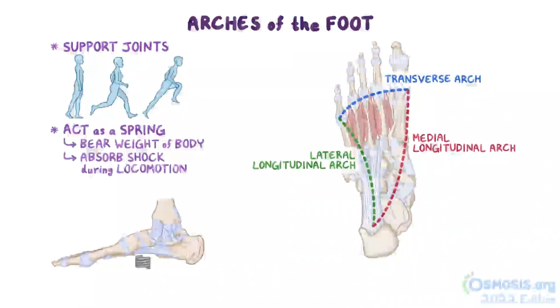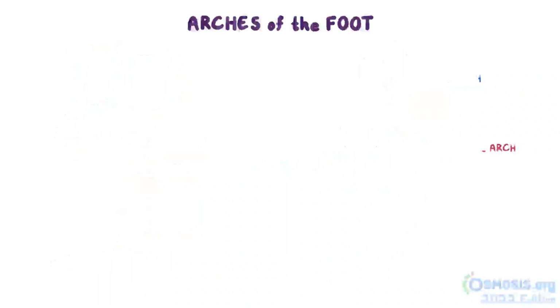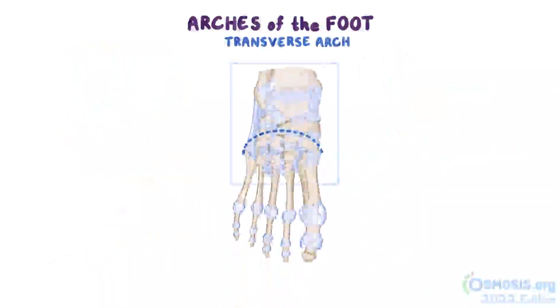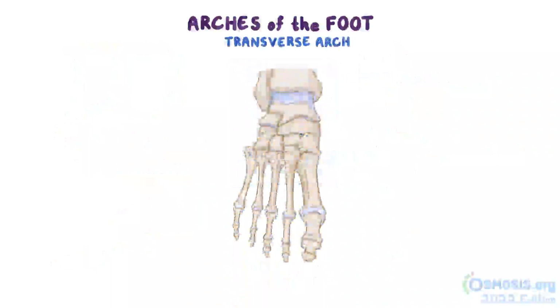These arches are relatively elastic, so they can be flattened when standing, only to regain their curvature when weight is removed. Okay, so first, the transverse arch of the foot is located in the coronal plane of the foot, and it is formed by the bases of the metatarsals, the cuboid, and the 3 cuneiform bones.